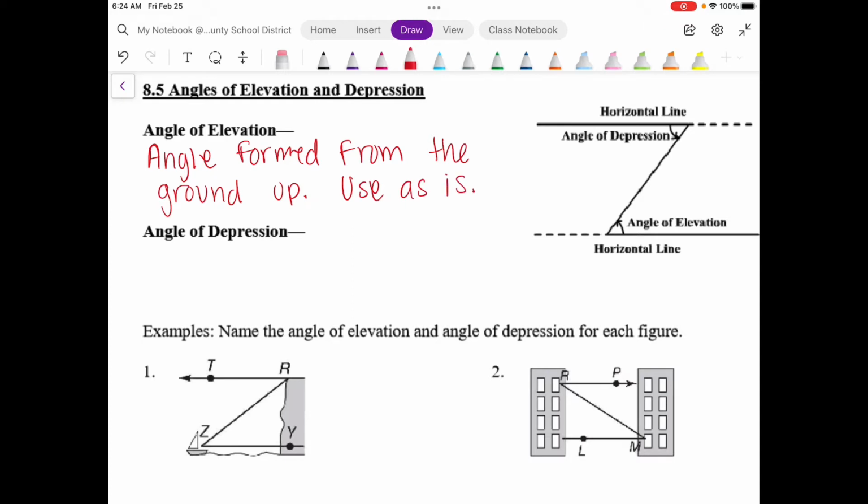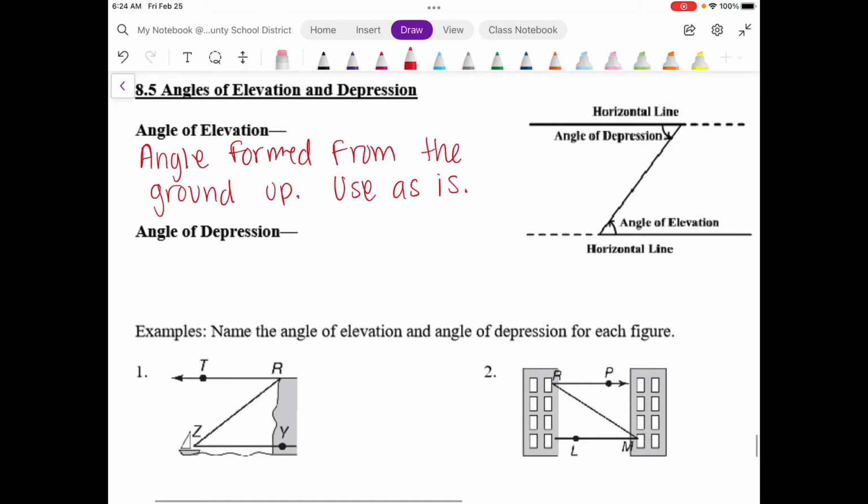So in our picture, in the angle of elevation, here we have on the right side, the angle of elevation is what we're used to, okay? It starts from the ground up. So if this was 40 degrees, we would go ahead and just use the 40 degrees for our word problem. We don't really have to do any additional math or thinking there. So angle of elevation, we're just going to use the angle.